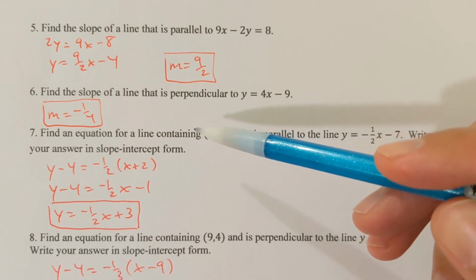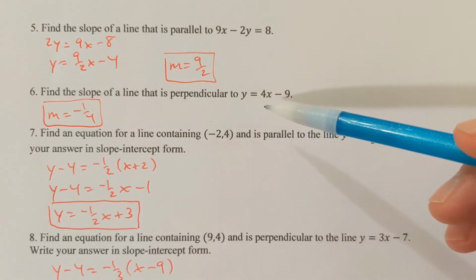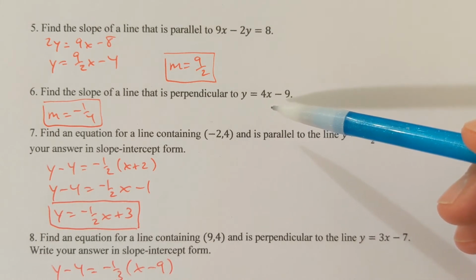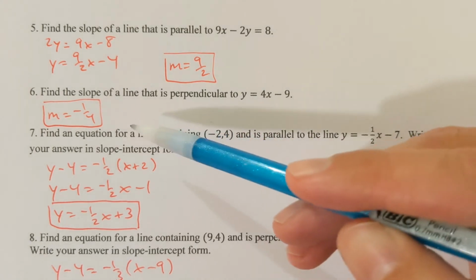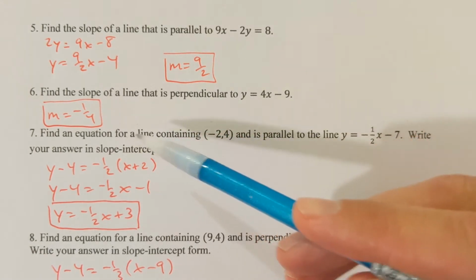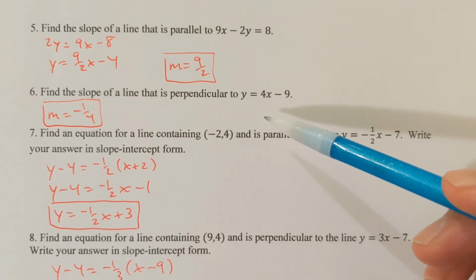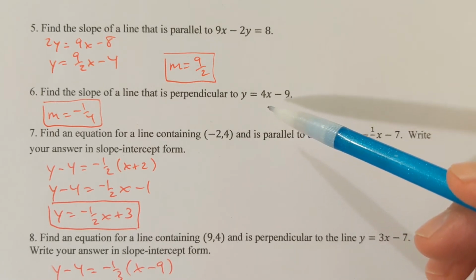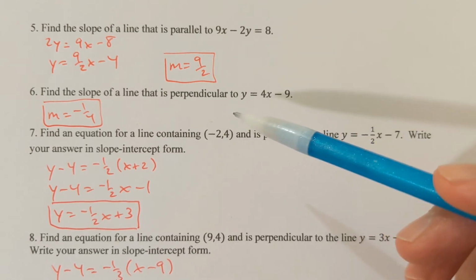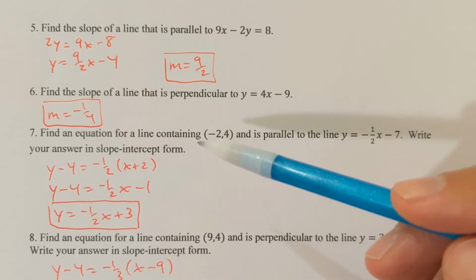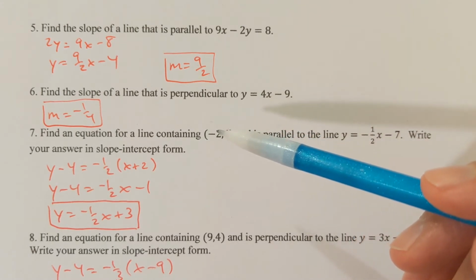Find the slope of the line that is perpendicular to y equals 4x minus 9. Negative 1/4 would be the slope, since negative 1/4 is the negative reciprocal of 4. Okay, in other words, 4 times negative 1/4 gives me negative 1. And that's what I'm looking for. I'm looking for a number that gives me negative 1.